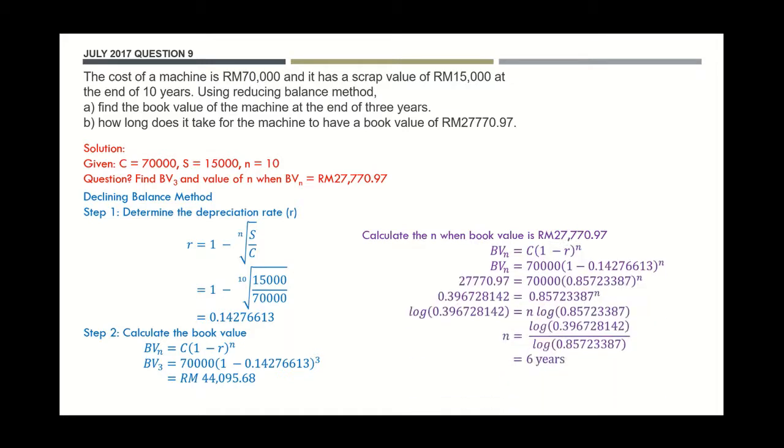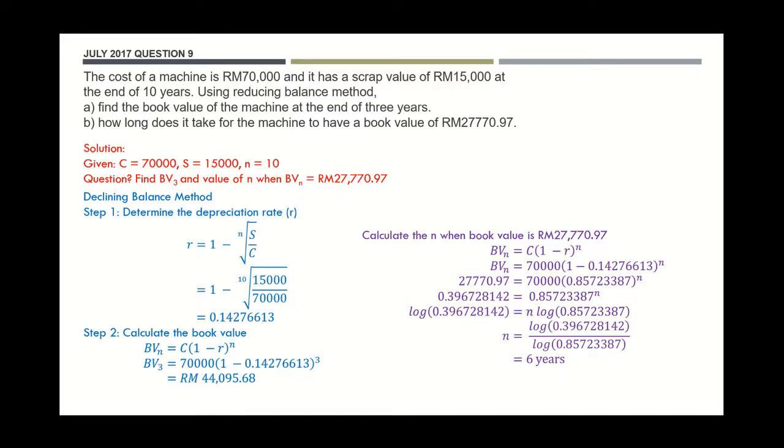So using the formula for the book value, you know that BVN is given by C(1 minus R) to the power of N. In this case, C is equal to 70,000, times 1 minus 0.142766613 to the power of N. Okay, so since we want the BVN to be equal to 27,770.97, you replace the left hand side with that amount.